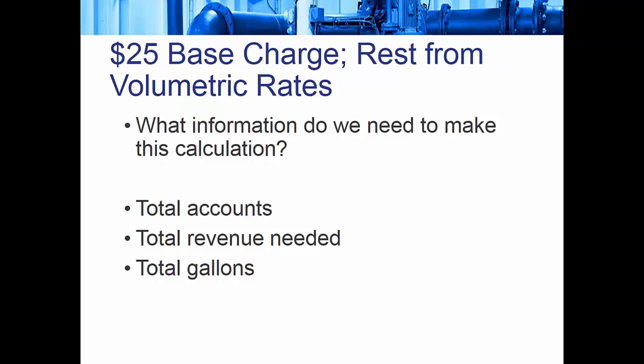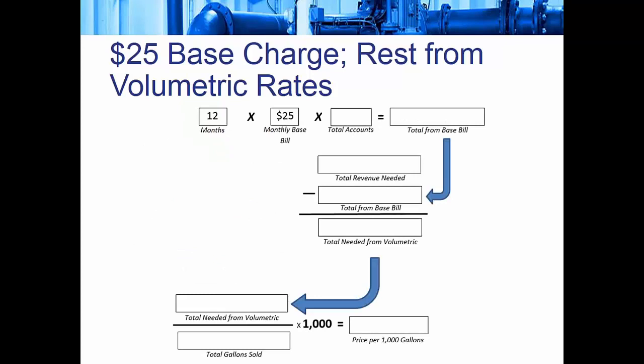All right, so to do this math, it's a little more complicated than the other ones. We're going to need the total number of accounts, the total revenue needed, and the total gallons. So that's all information we've already looked at. And the way to do it is you need to start with 12 months times the $25 base charge times the total number of accounts, which is 450. And that's going to give us $135,000 every year that Irvindale will raise from that $25 base charge.